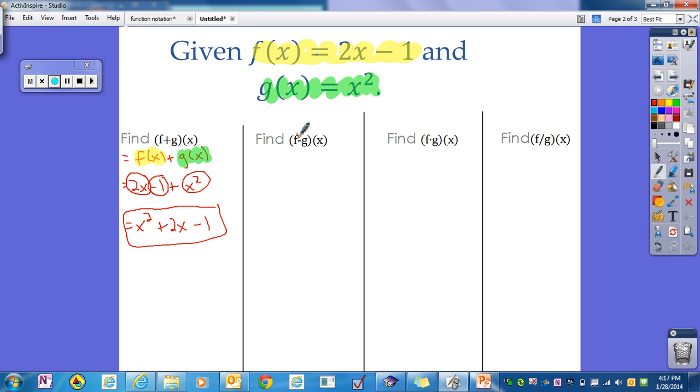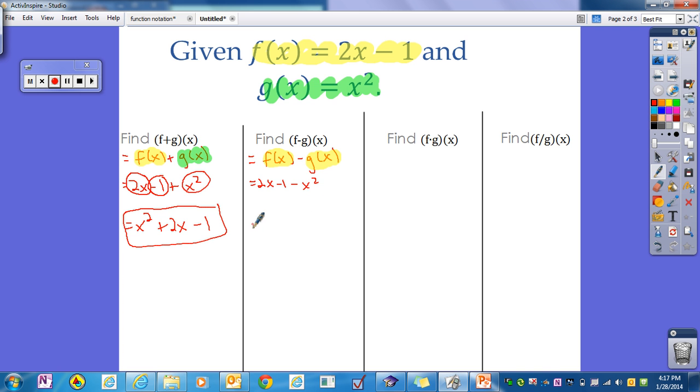Then we've got f minus g of x. That means I'm subtracting these two functions, so I'm doing f of x minus g of x. Again, I'm just going to plug in those values. Like we said before, f of x is equal to 2x minus 1, so we plug that in, minus g of x, and g of x was x squared. So now we're doing 2x minus 1 minus x squared.